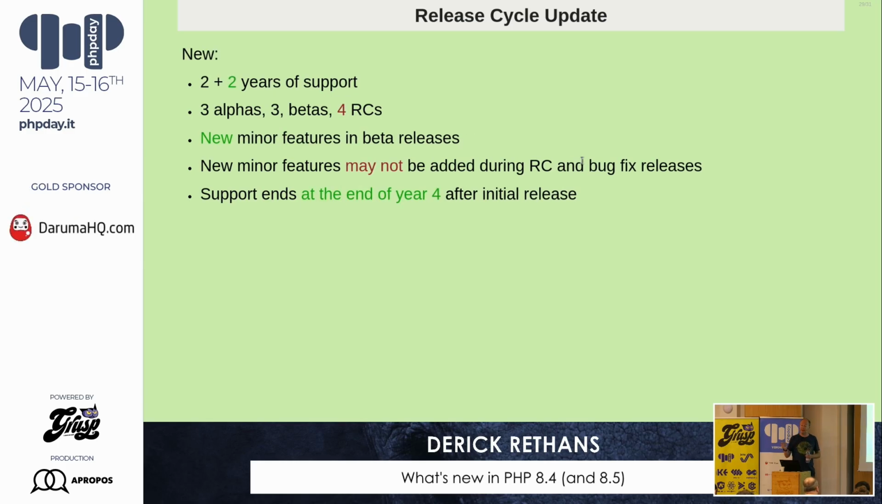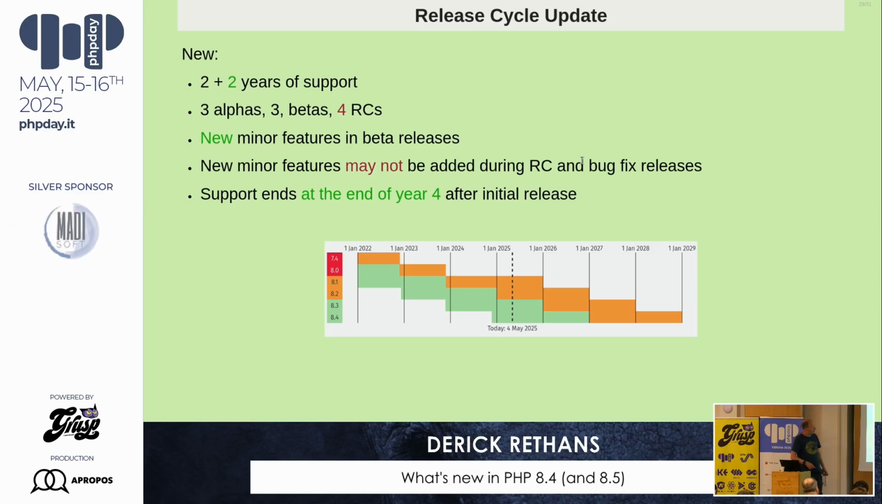So what we did immediately, in effect, so this covers every PHP release that was already out there. We do 2 years of support and 2 years of security support with some caveats. We do 2 fewer release candidates. Nobody tests the release candidates anyway, so we can save a month of work here, sort of. So we now allow new minor features in beta releases, but no longer in bug fix releases and release candidates. And the support ends at the end of the 4th year. So that means December 31st. In a graph, it looks like this.